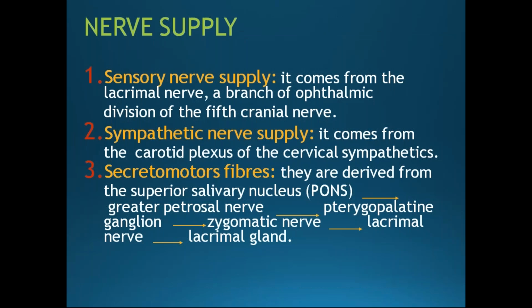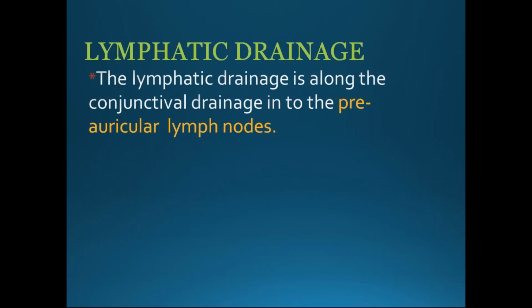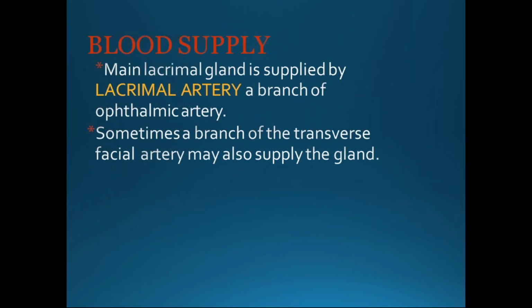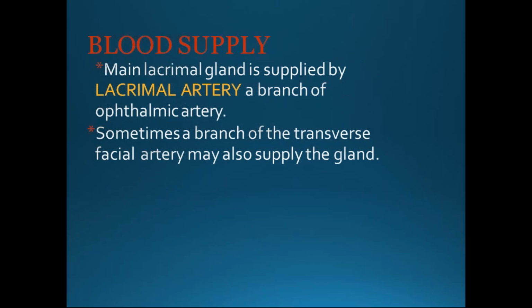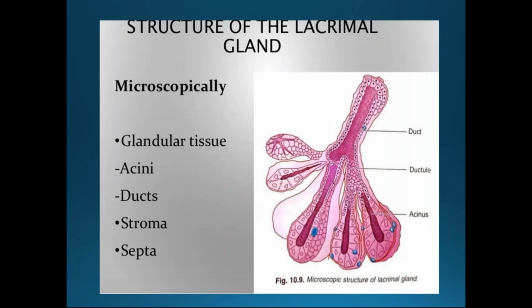Nerve supply is by the lacrimal nerve, which is a branch of the ophthalmic division of the fifth nerve. Lymphatic drainage of the lacrimal gland is into the preauricular lymph nodes. Blood supply is by the lacrimal artery, which is a branch of the ophthalmic artery. Sometimes a branch of the transverse facial artery may also supply the gland.